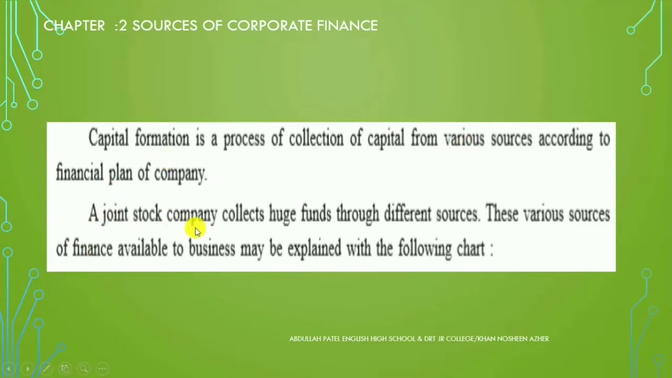A joint stock company, you already learned many things about it in your 11th standard. You already know that a joint stock company requires what type of capital? Huge capital, funds through different sources. These various sources of finance available to business may be explained with the following chart. We are going to explain these sources through the chart.